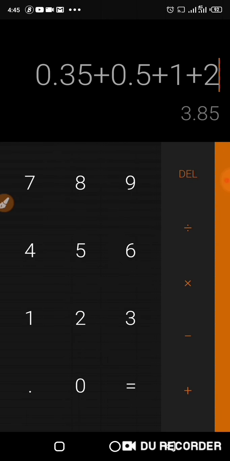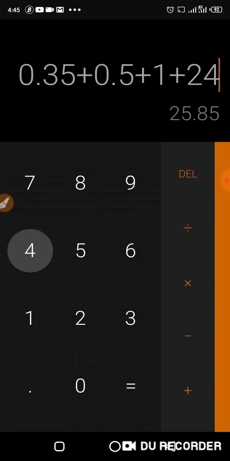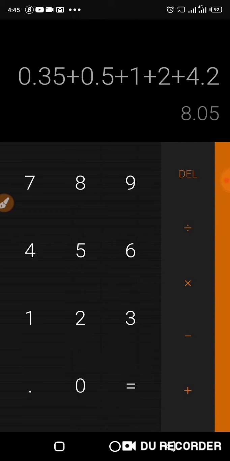So we add our 4.2, 4 plus 4.2. So we have staked a total of 8.05. Now suppose that this one was also a loss, our next trade will be about how we can get above 8.05.